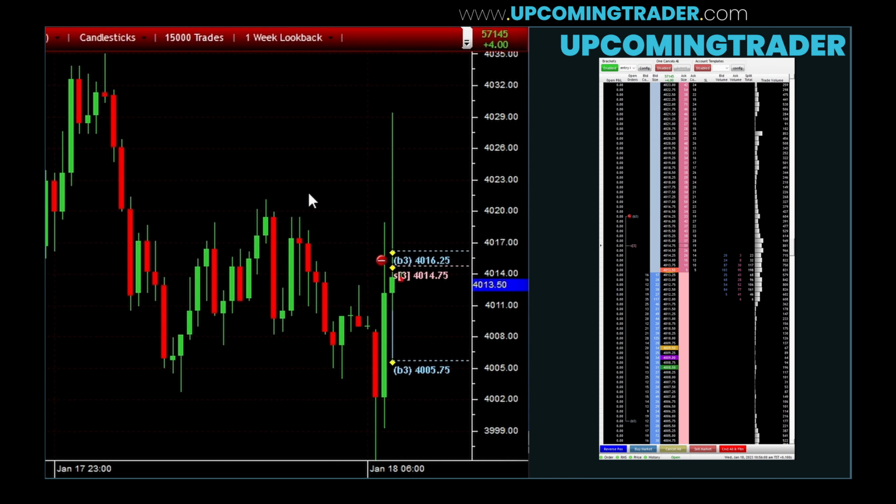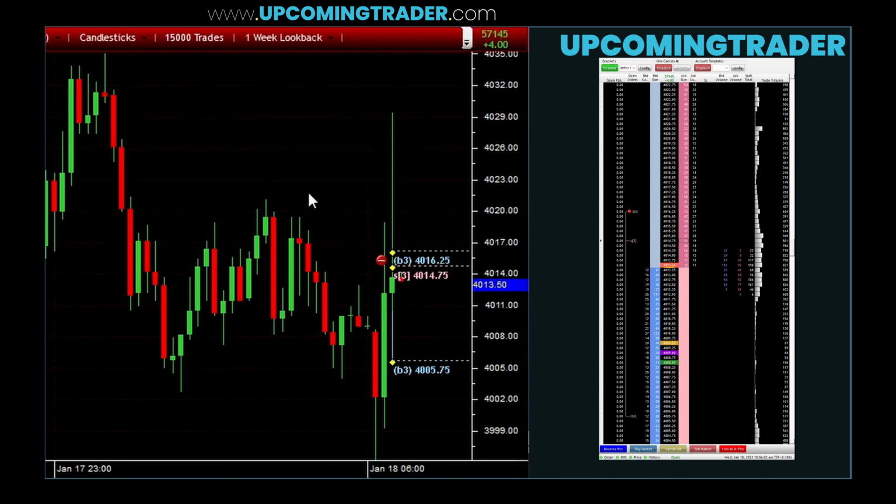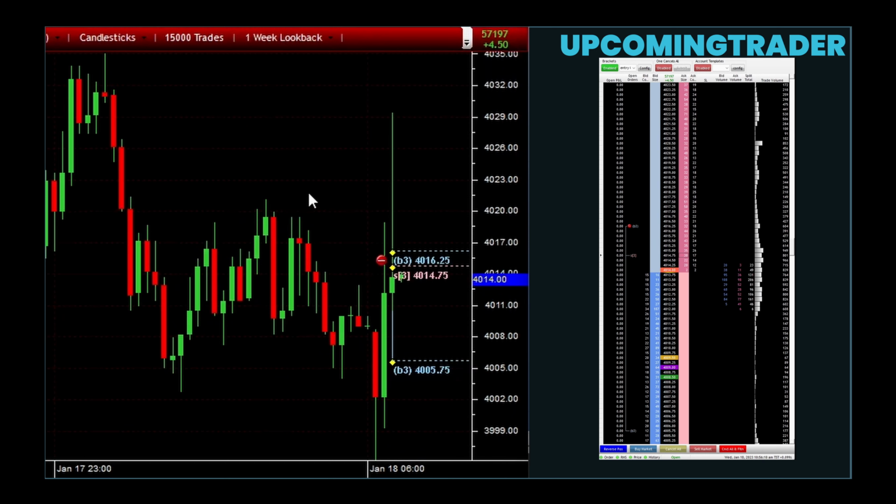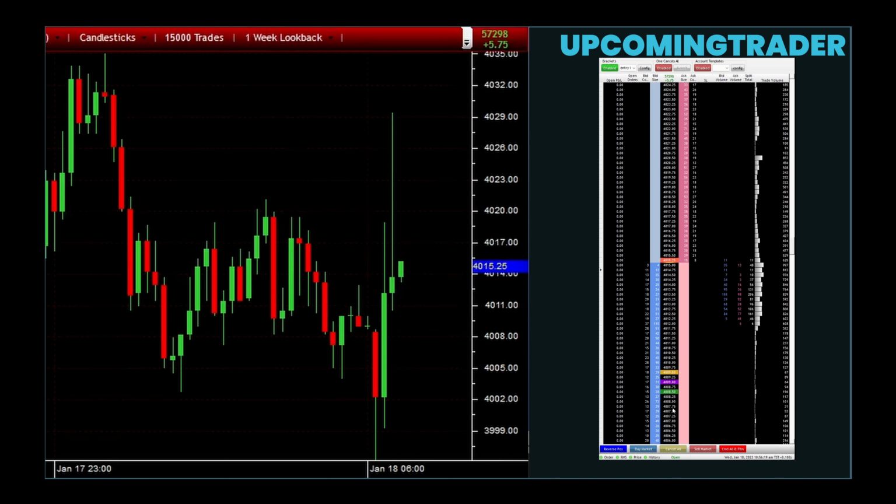For instance, a flag pattern occurs after a sharp price movement and is characterized by a small channel against the trend direction. Volume typically decreases during the flag formation and spikes upon breakout, confirming the trend continuation. Similarly, ascending triangles, where the price makes higher lows and hits resistance, often lead to bullish breakouts, confirmed by increasing volume near the resistance level.